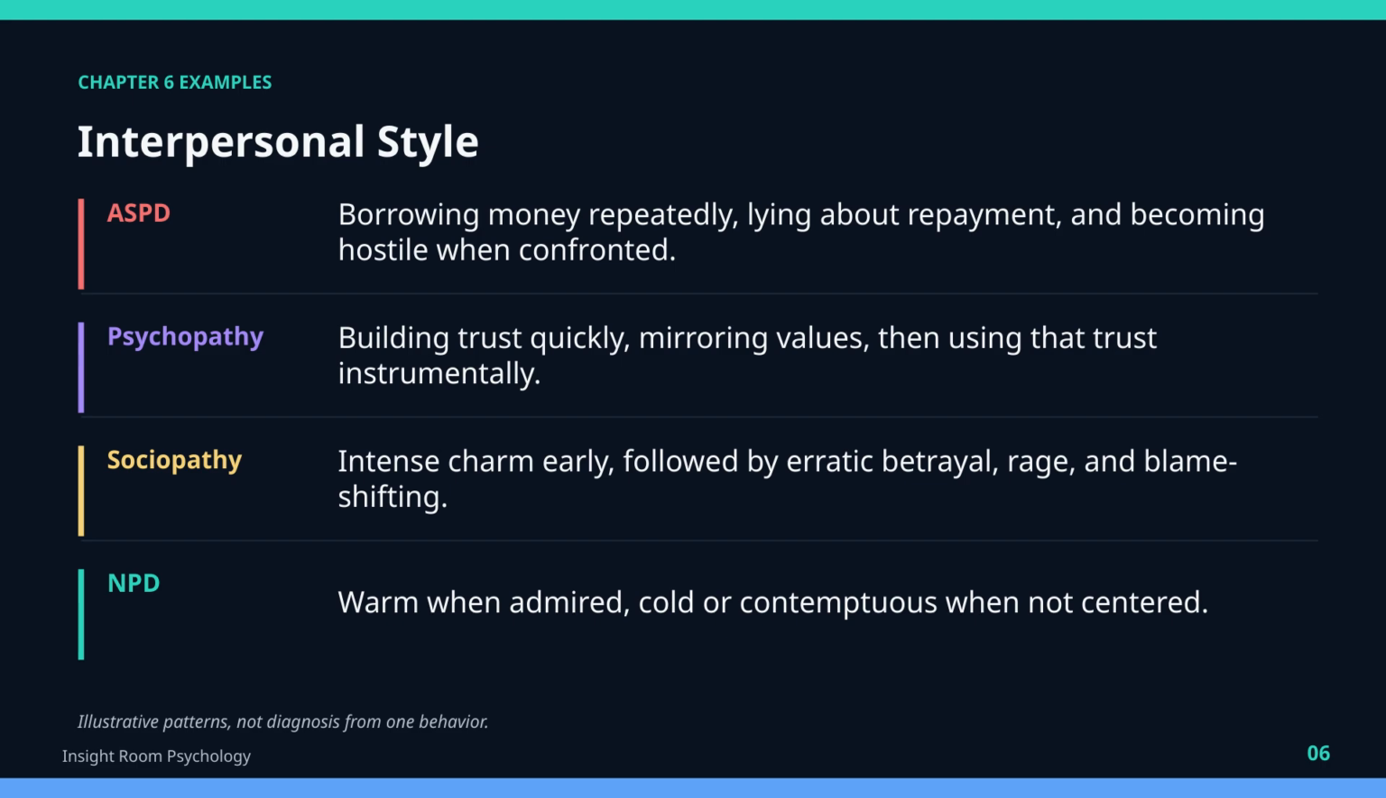With NPD, the interpersonal style is often revolving around admiration, status, validation, control, envy, and entitlement. For example, someone may treat others warmly when they feel admired, but become cold, dismissive, contemptuous, or punitive when they are not the center of attention. The difference here is important. ASPD is often exploitative and rule violating. Psychopathy may be more calculated and emotionally detached. Sociopathy is an informal label often used for volatile harm. NPD is organized around admiration, superiority, status, and self-esteem regulation.